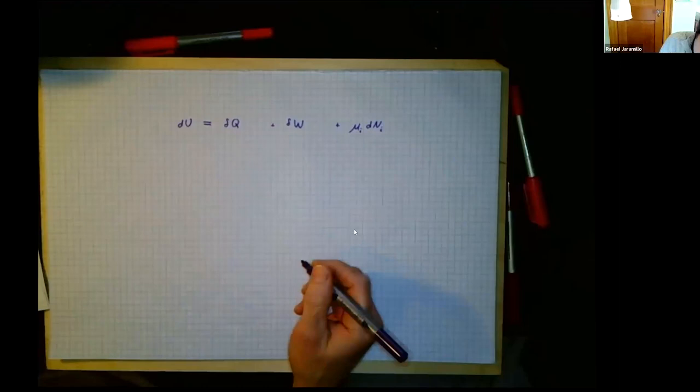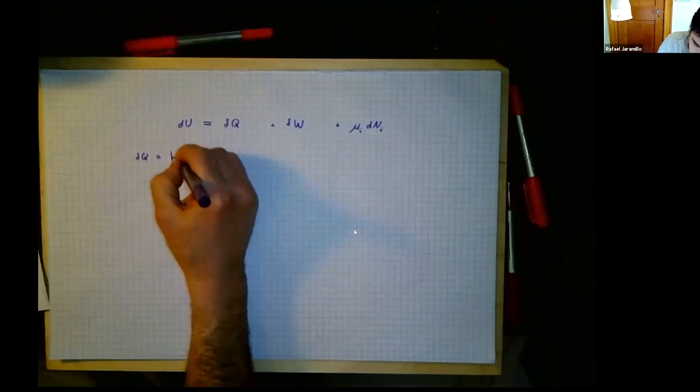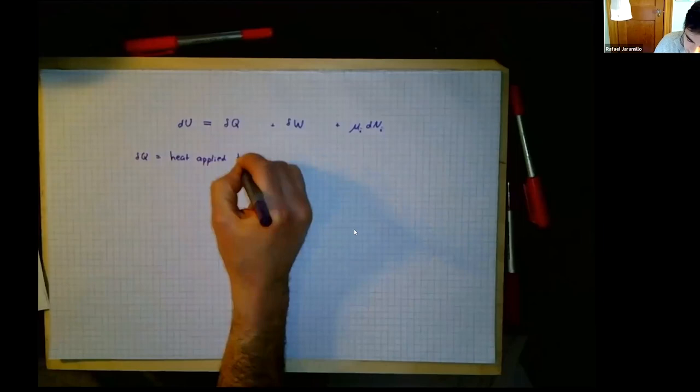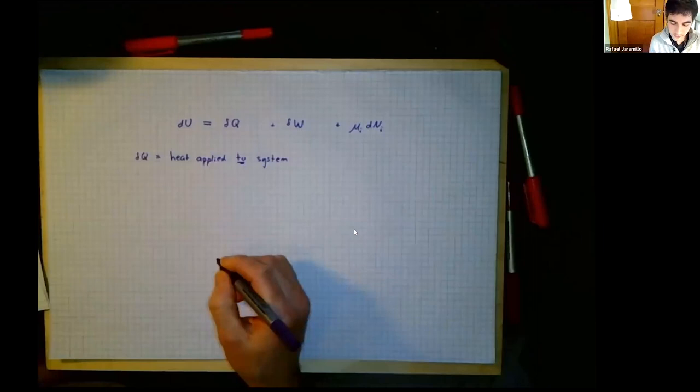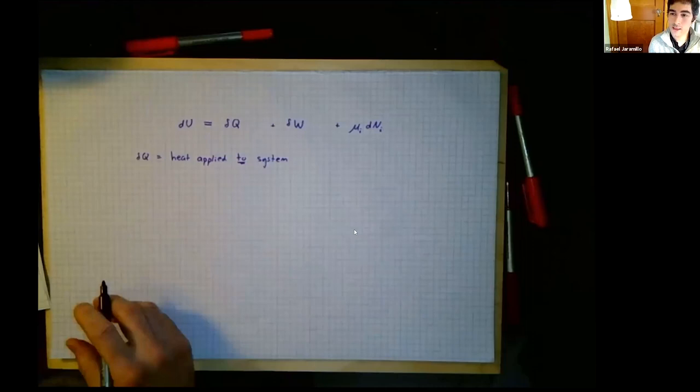So dq equals heat applied to the system. There's a sign convention here. We're going to follow the sign convention in the de Hoff textbook. So if you're heating a system, let's say that's the endothermic reaction, the instant cold pack, then dq is positive.